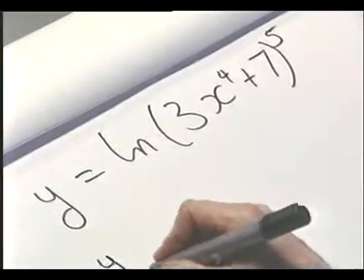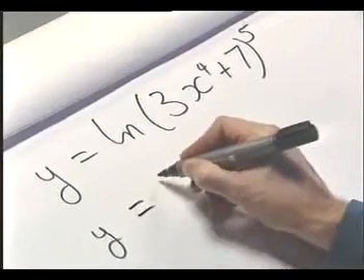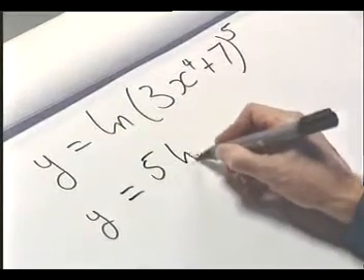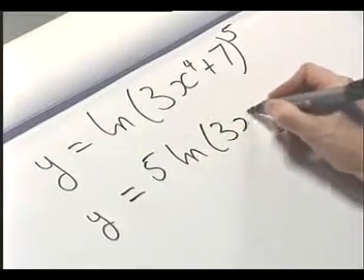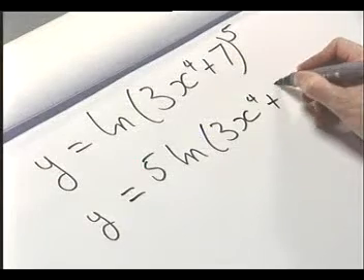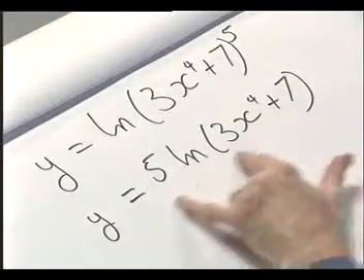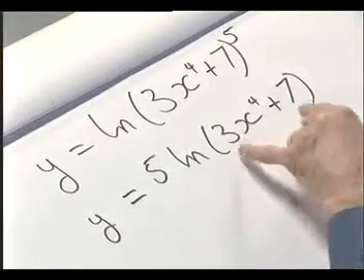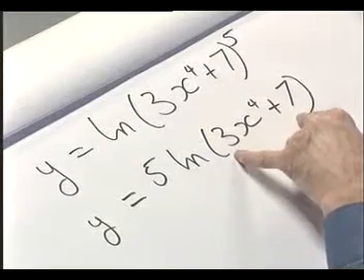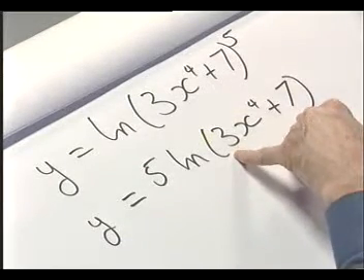So in other words, we can rewrite this as y equals 5 times the log of 3x to the 4 plus 7, using our laws of logarithms. And now this is much easier to differentiate because this inside the log is a very straightforward function.